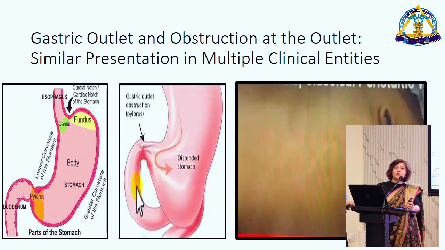But what it presents with is also seen in obstruction at other levels, say in the duodenum, the second part, above the level where the sphincter of Oddi is. The presenting features would be seen. So when we talk about gastric outlet obstruction, it is a syndrome of multiple clinical presentations.